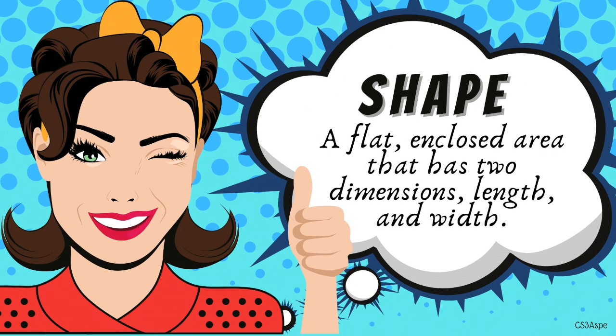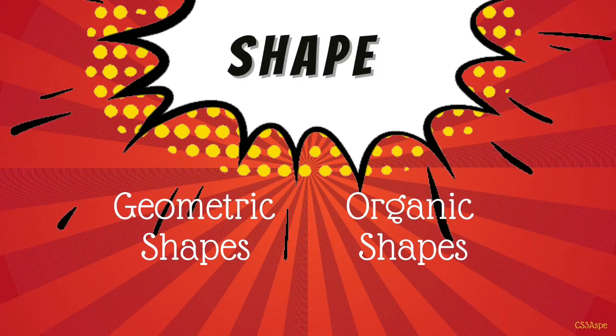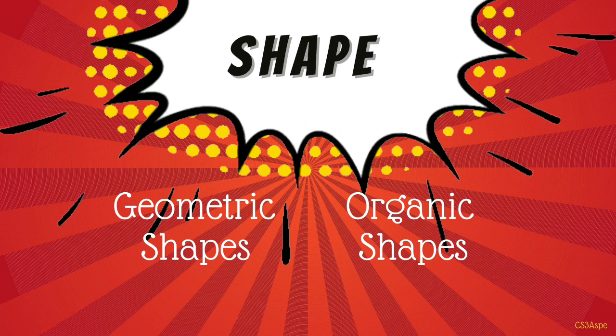Shape, a flat, enclosed area that has 2 dimensions, length and width. It has different kinds and types. Artists use both geometric and organic shapes. There are different types of shapes an artist can use and fall under either geometrical, defined by mathematics, or organic shapes created by the artist.